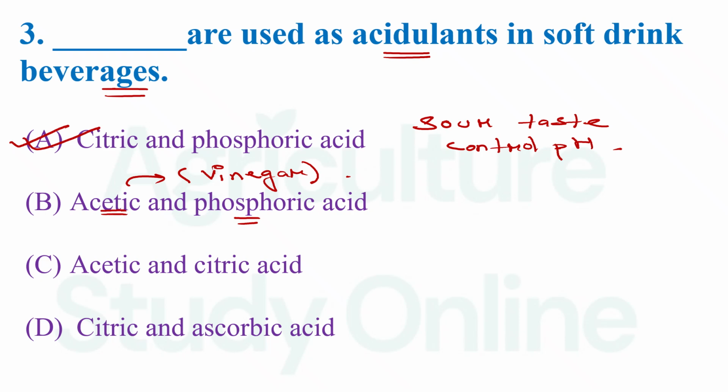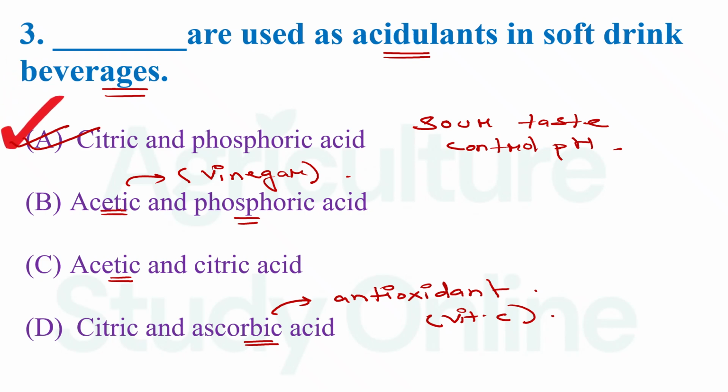Next, acetic acid, citric acid and ascorbic acid. Ascorbic acid is mainly used as an antioxidant, that is vitamin C, not as a primary acidulant. So over here our correct option will be option A, that is citric acid and phosphoric acid. These two are mainly used in soft drinks as acidulants.